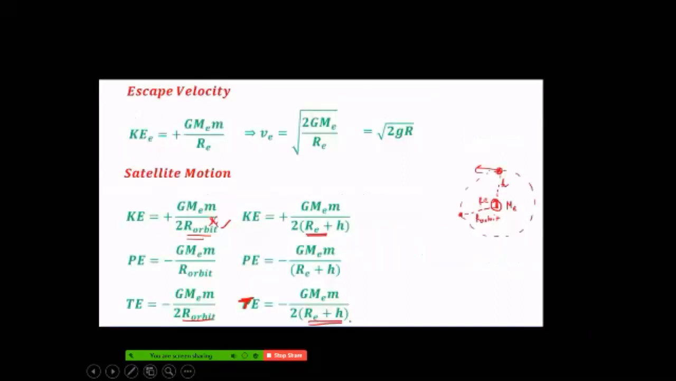Escape velocity, students. The kinetic energy is equal to plus capital G Me small m by Re, so we write that the velocity V is equal to root of 2 capital G Me by Re, which we can also write as root 2 g Re.